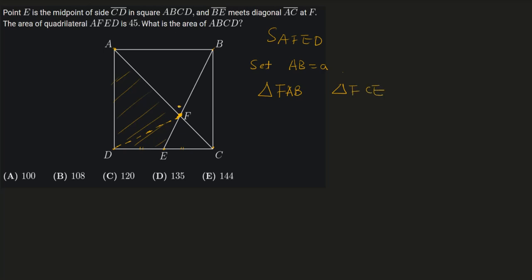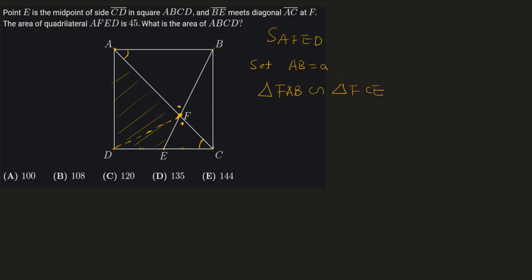Obviously, these two angles are equal, right? And because ABCD is a square, AB is parallel to CD. Therefore, this angle equals this angle. Then immediately we get that triangle FAB is similar to triangle FCE.